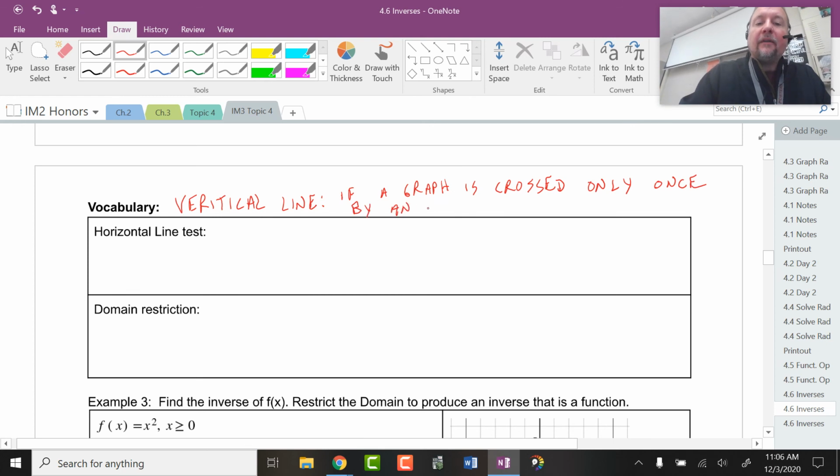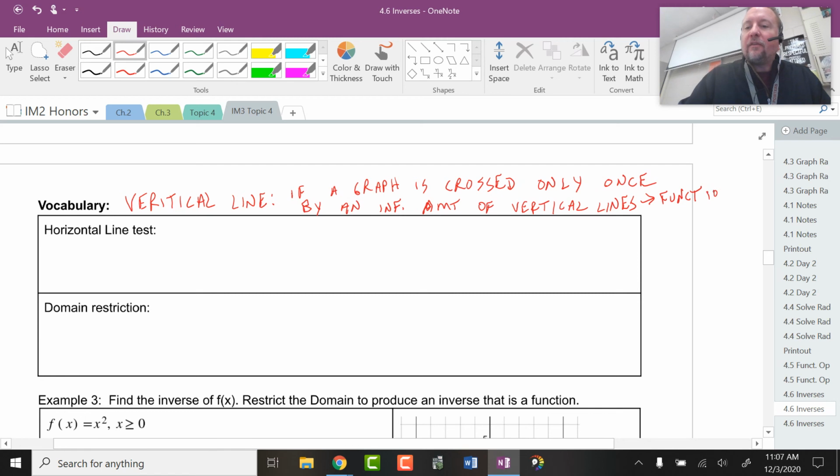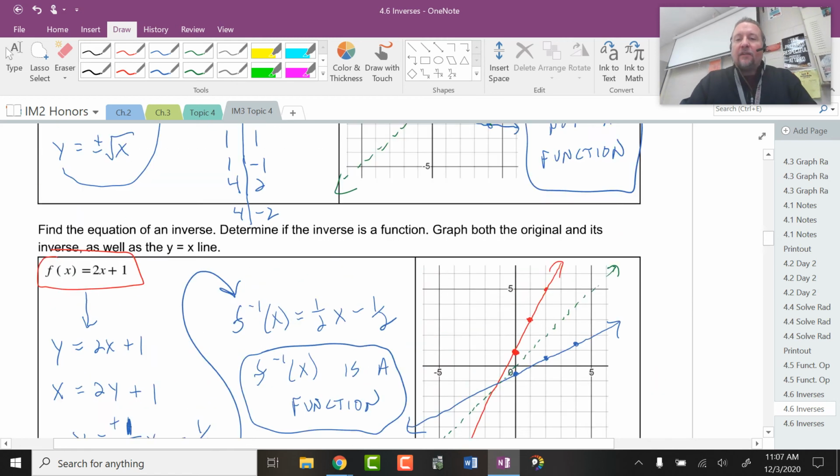by an infinite amount of vertical lines, I'm probably saying this a little bit off. I should say by each of these infinite amount of vertical lines, then it's a function. Watch our last two that we determined from our chart that they were or were not functions. So let's go back up to this blue one.